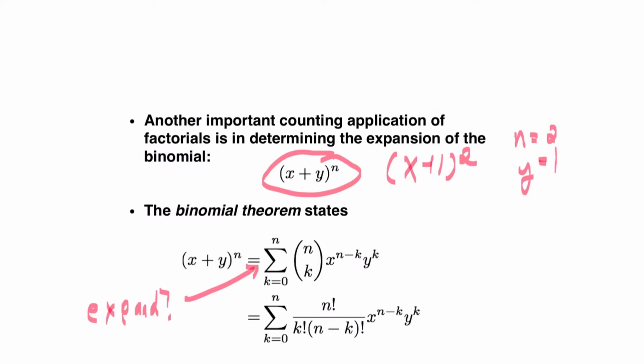Now the formula is a bit complicated. It says that it expands to be something like a given power of x, a given power of y, but then the coefficient on them is given by this binomial coefficient. Hence the name.